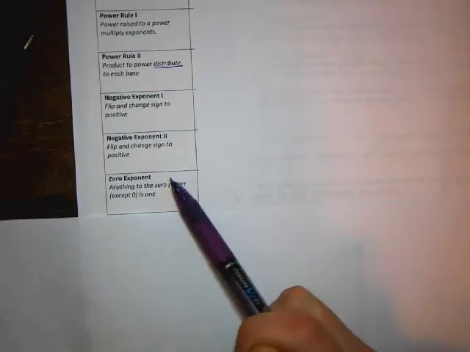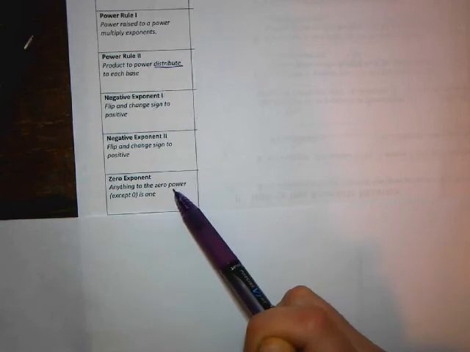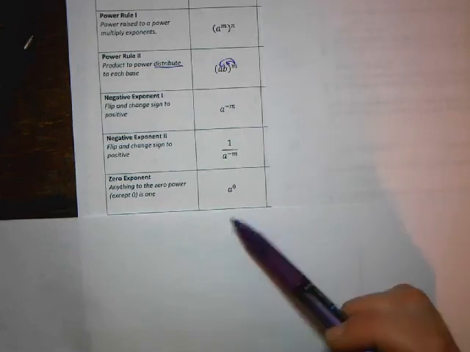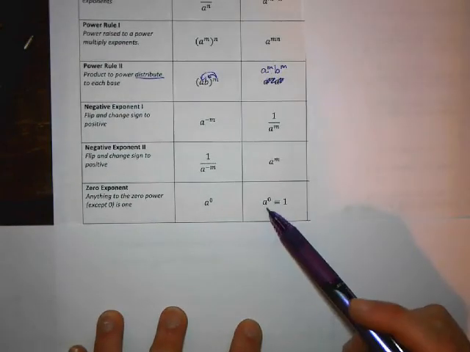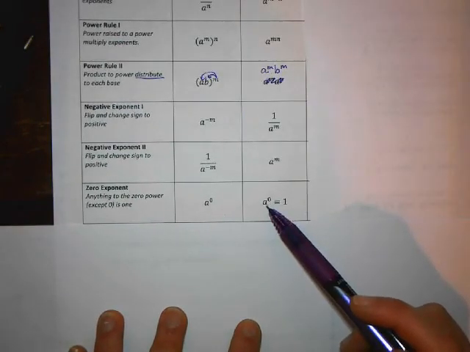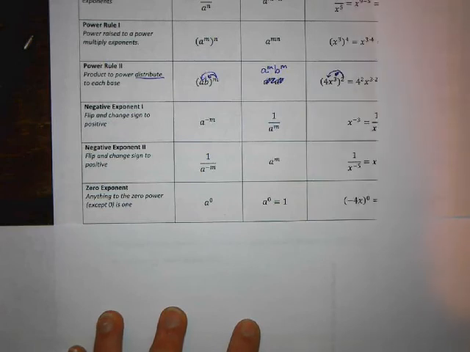Don't worry, we're on our last one. A 0 exponent. Anything to the 0 power except 0 is 1. A to the 0 equals the number 1. And that's true no matter what our base, what our A is, it's going to be 1.